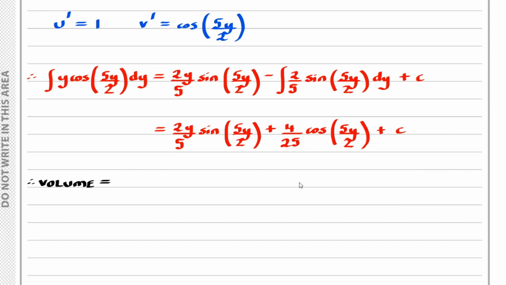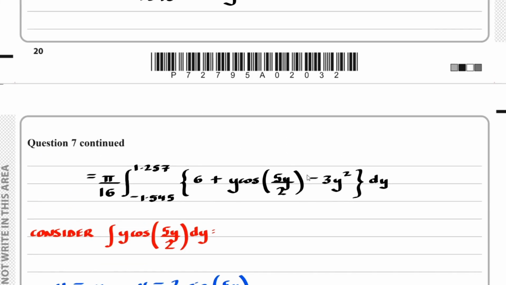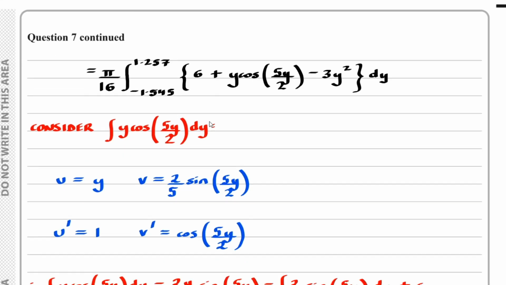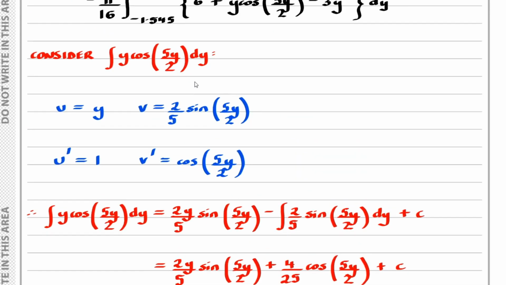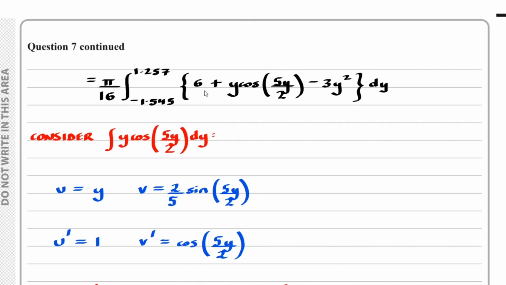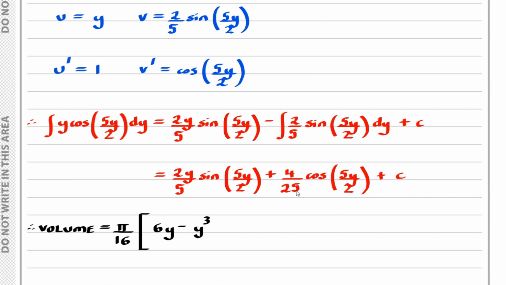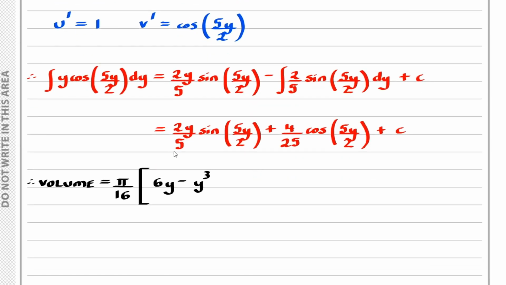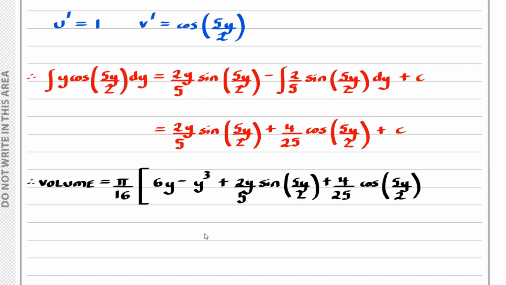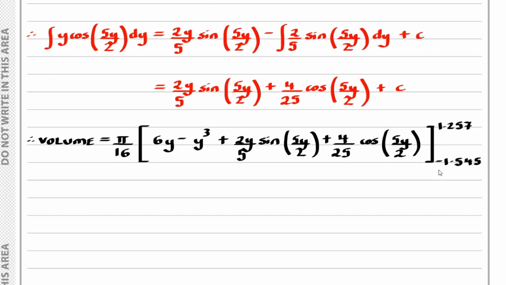So now that we know that, we can find out the volume by integrating this result. Well, if we integrate the 6, we end up with 6y, and if I integrate the negative 3y squared, I end up with negative y cubed, and if I integrate y times the cosine of 5y over 2, I end up with the result I've just found here in red. And I'm evaluating this between minus 1.545 and 1.257. So let's work all of this out.